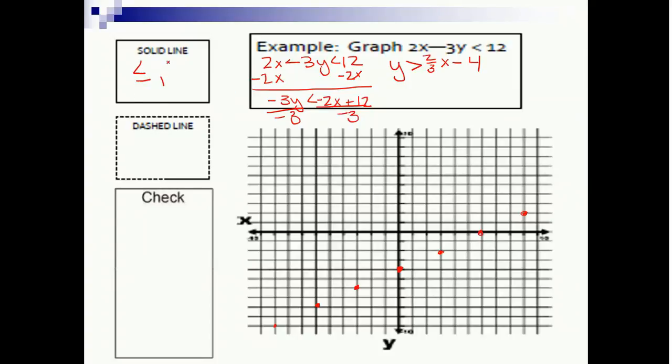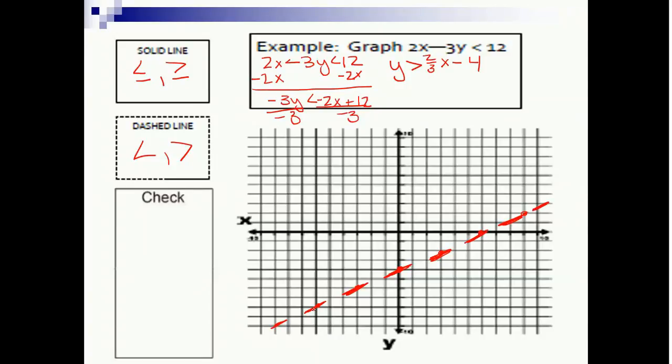Well, like we said, solid is going to be one of those two. Dashed is going to be one of these two. So it looks like I have a dashed line. What dashed means is it's not going to be all the way put together. You're just going to kind of dot it. If you want to think of it as a dotted line, that would work too.